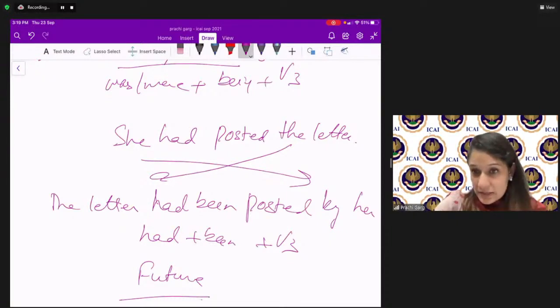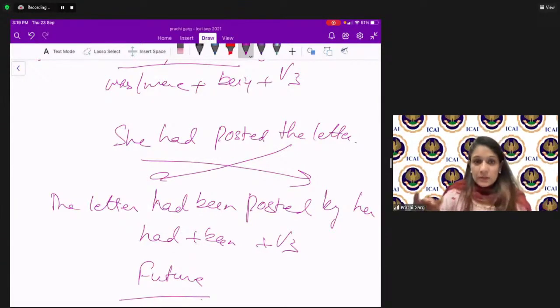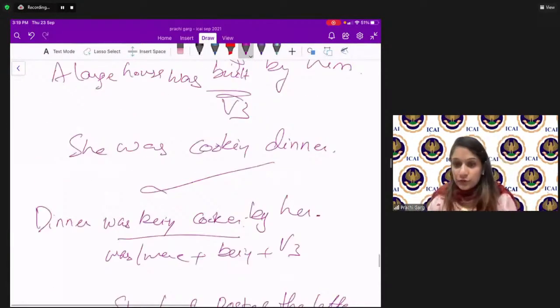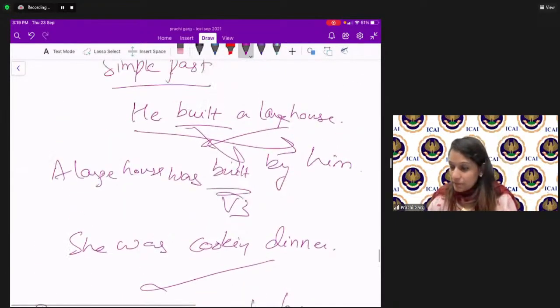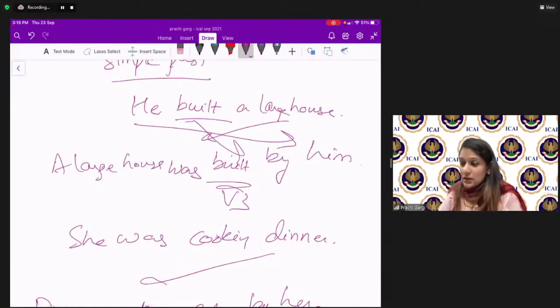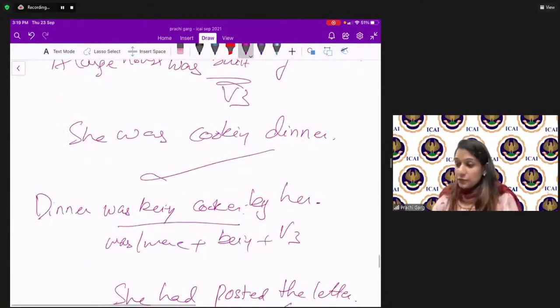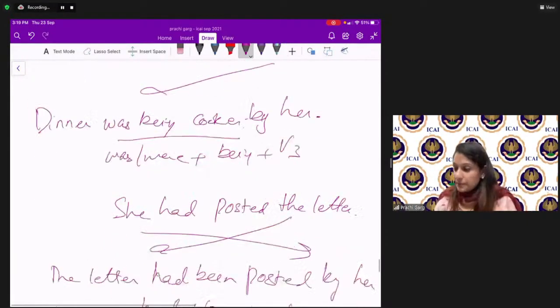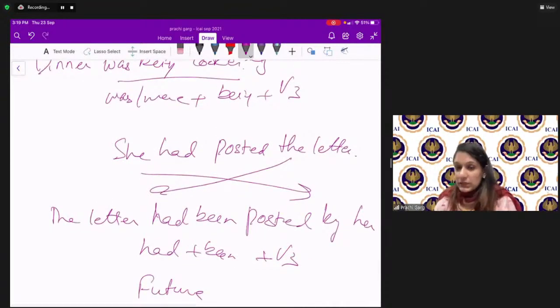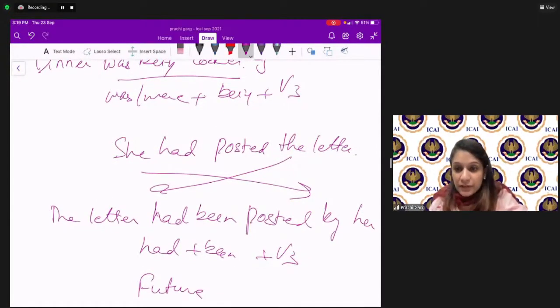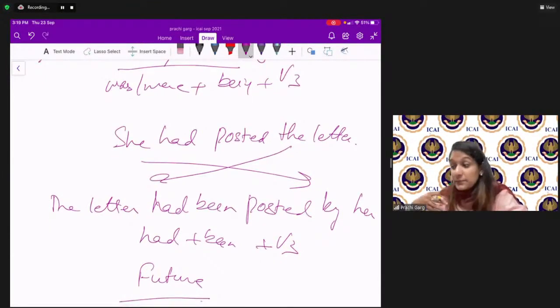Okay. Are we clear about the past tense? Can I move on to the future part quickly? So simple past is: he built a large house. A large house was built by him. Past continuous: she was cooking dinner. Dinner was being cooked by her. Past perfect: she had posted the letter. So this will become: the letter had been posted by her.